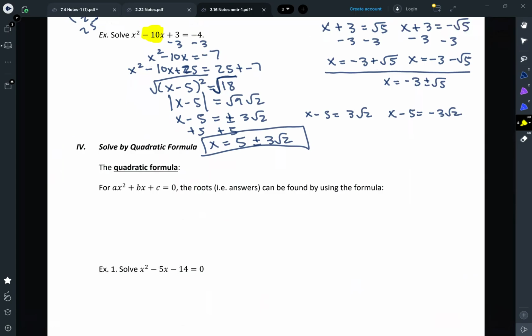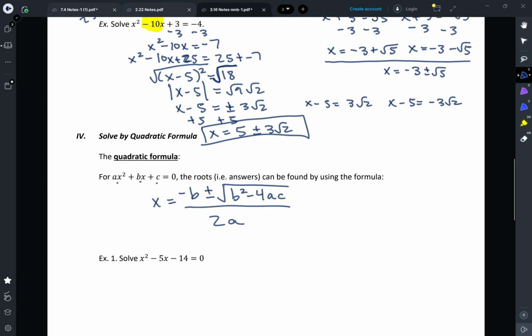So another method is the quadratic formula, which I know we looked at in the last chapter, but we're going to go ahead and rewrite it right here. The quadratic formula is for solving ax squared plus bx plus c equals 0. It's x equals negative b plus or minus the square root of the quantity b squared minus 4ac all over 2a. And so again, we like to use this when b is odd.